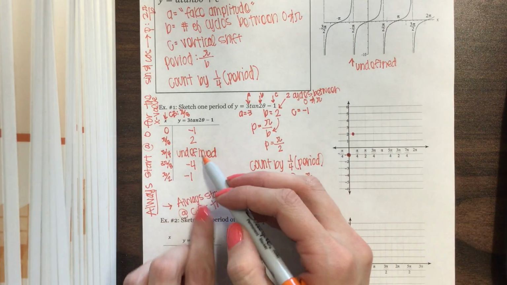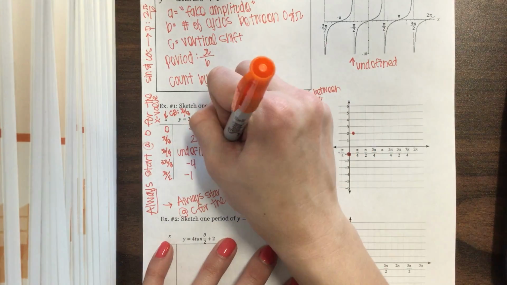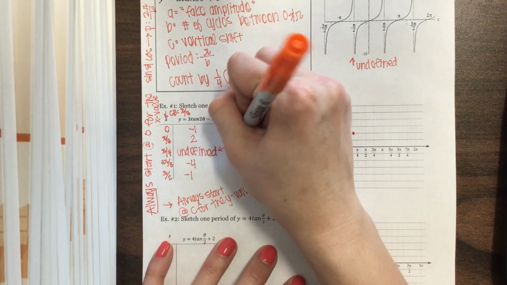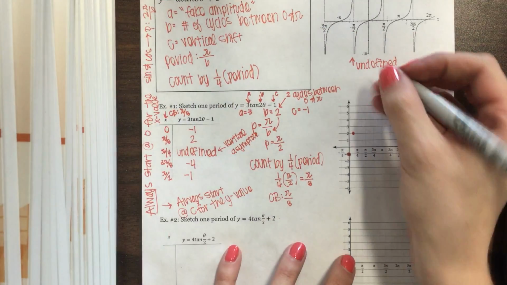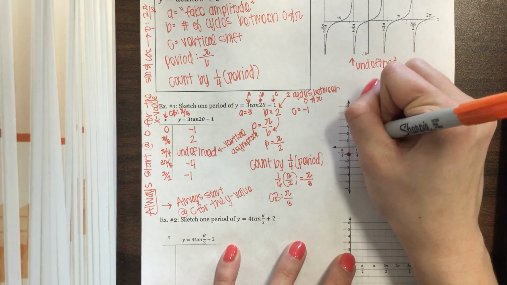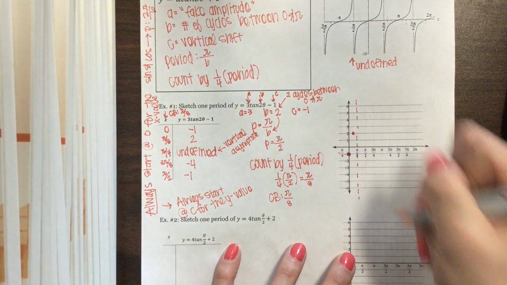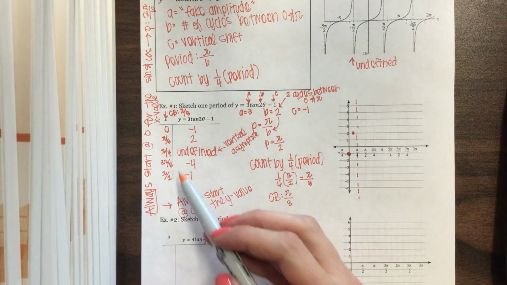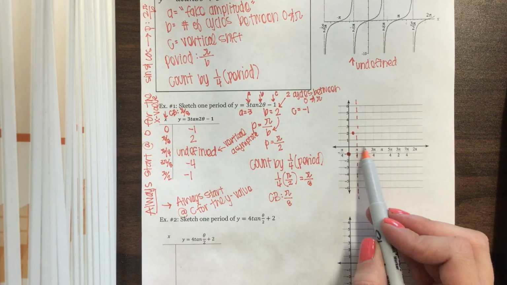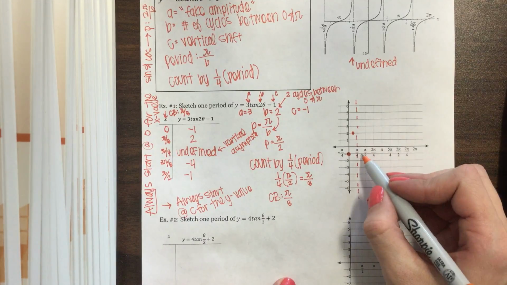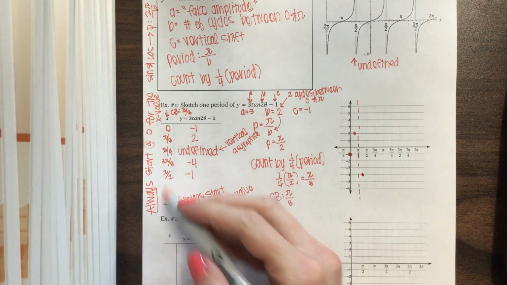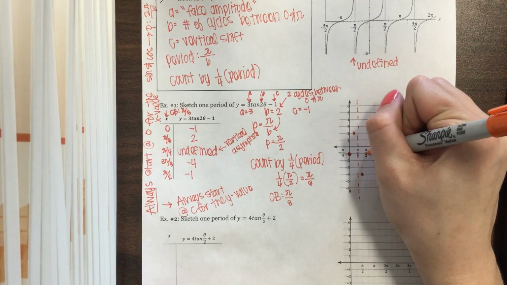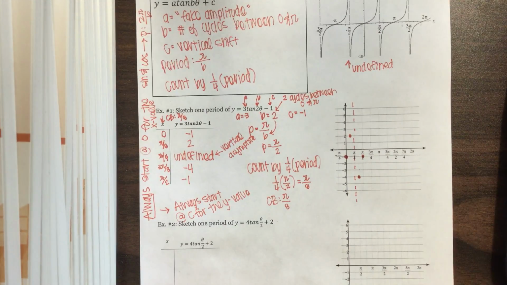Okay. At pi over 4, it's undefined. This means that there is a vertical asymptote right there. So I'm just going to draw this vertical asymptote right there. It's undefined. And then at 3 pi over 8, which is halfway between these two, we go down to -4. So we go 1, 2, 3, 4, and it's right there. And then at pi over 2, it's -1, so it's right there. That is one cycle. That is really what I'm looking for.